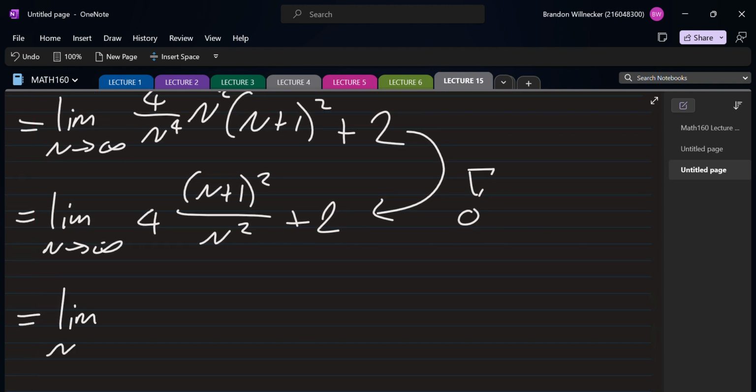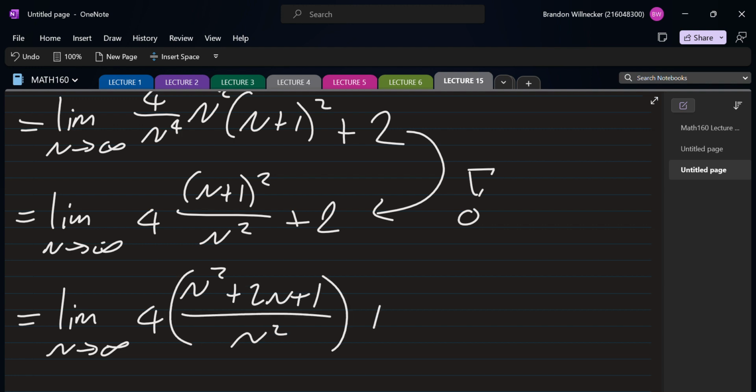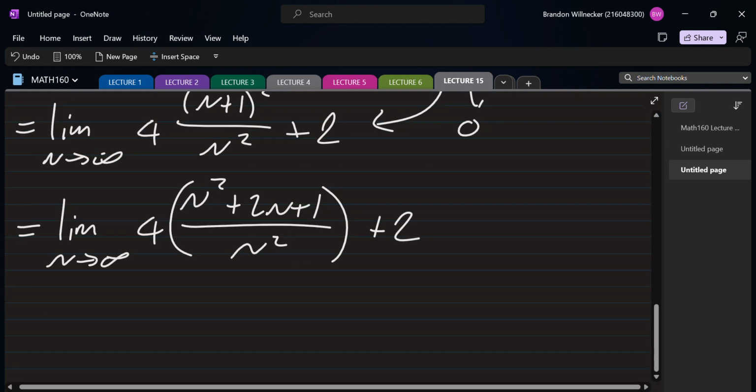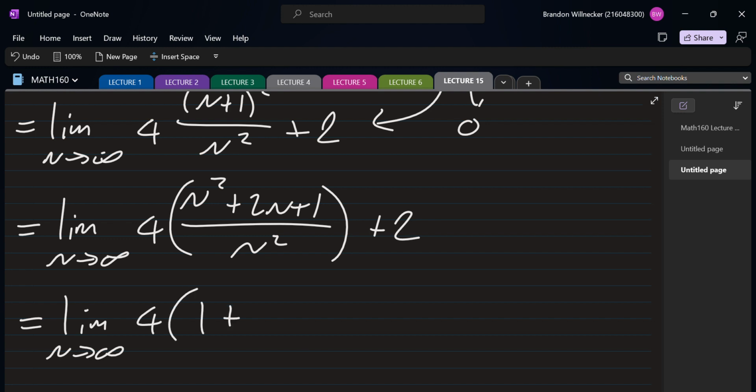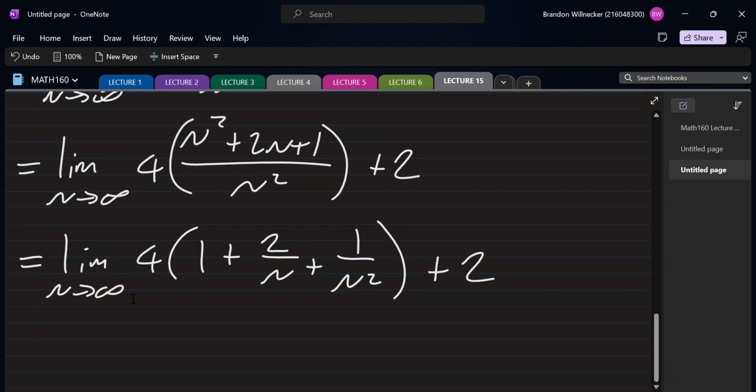Okay, so this will be the limit as n goes to infinity. Still got the 4. N plus 1 squared, we can expand that out. N squared plus 2n plus 1 over n squared. Again, plus 2, don't forget that. Okay, single denominator, multiple numerators, we can separate it out. So this will be the limit as n goes to infinity. We still got the 4, n squared over n squared, that's a 1, 2n over n squared, that's a 2 over n, 1 over n squared, that's 1 over n squared. And again, plus 2, don't forget that. Now we can take the limit.